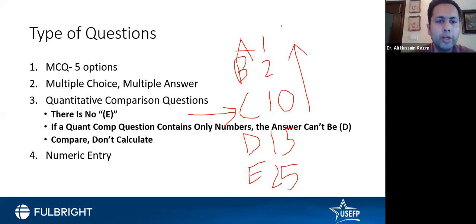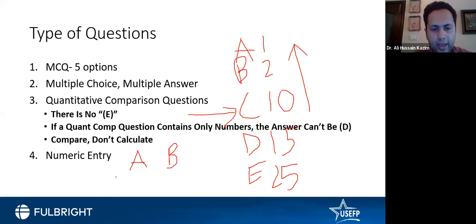So the next question is the quantitative comparison question. In the quantitative comparison question, there is no option E, so it's only A, B, C, and D. And if a quant question only contains numbers on both sides, the answer can't be D. So in a quant question, you have two quantities which you have to compare: quantity A and quantity B.